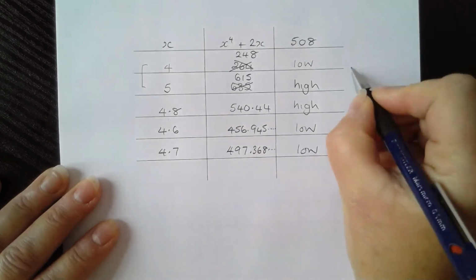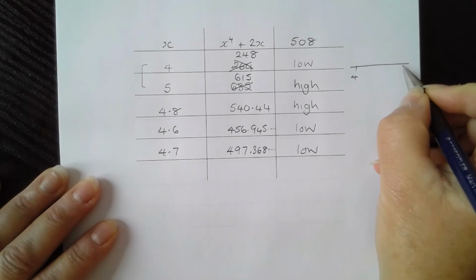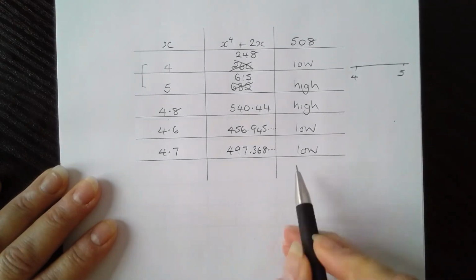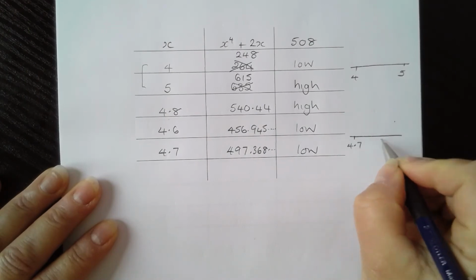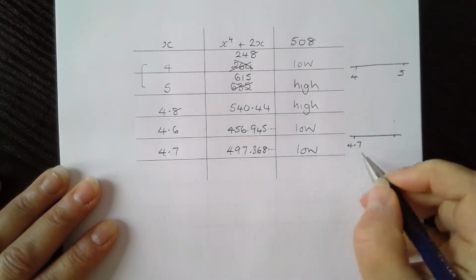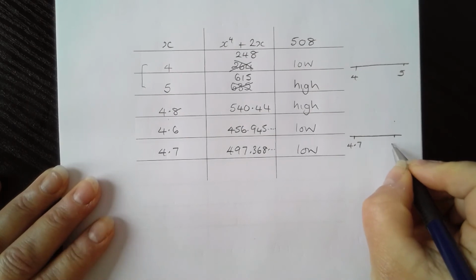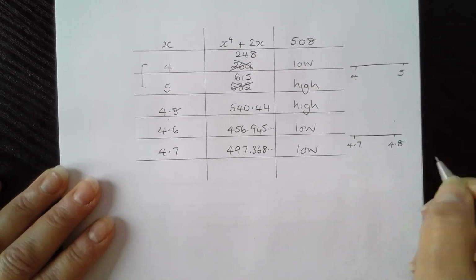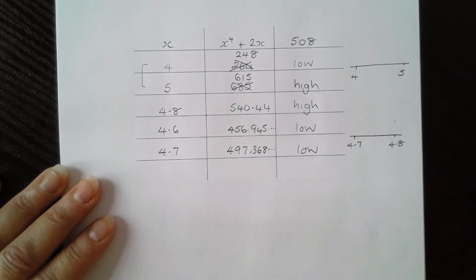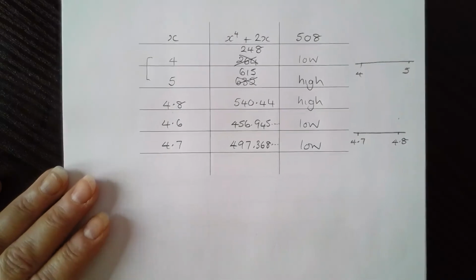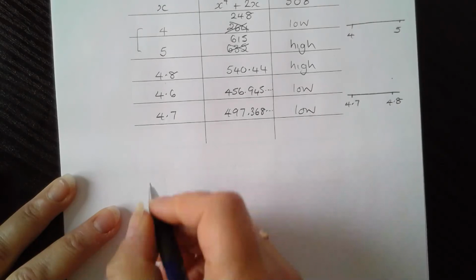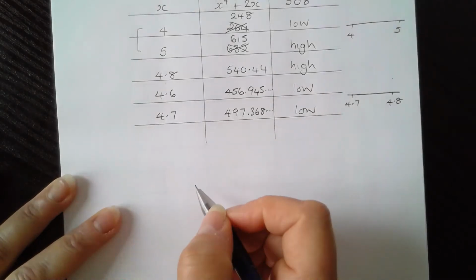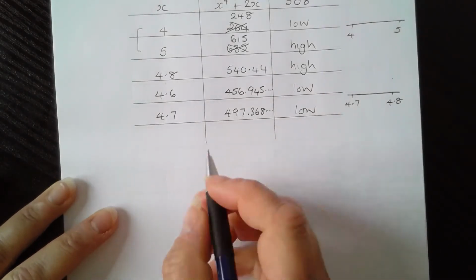So I knew I had to be between 4 and 5. And now I've got here 4.7 is too low, and the next number along the number line when looking in one decimal place, 4.8, is too high. So I know it's between 4.7 and 4.8. But I'm not looking for numbers to one decimal place, I'm looking for numbers to two decimal places. So let's carry on. I now need consecutive two decimal place numbers.